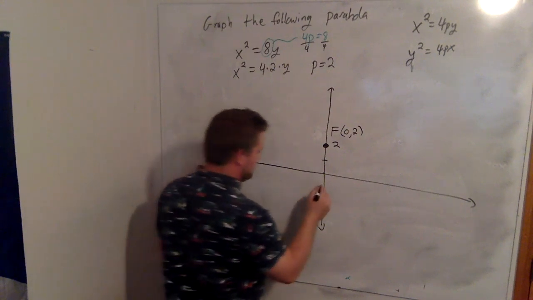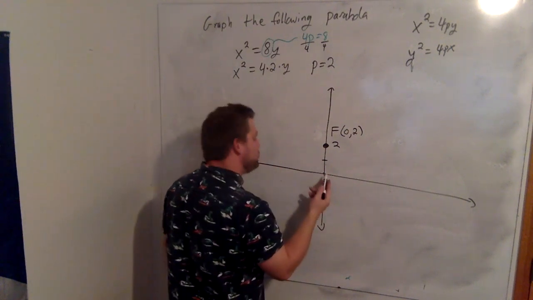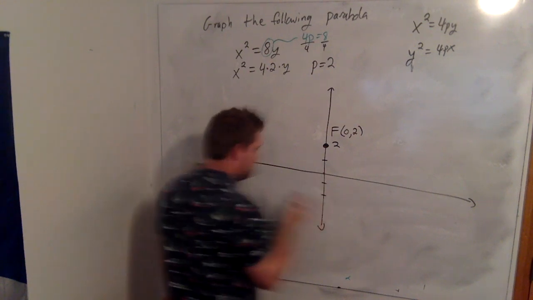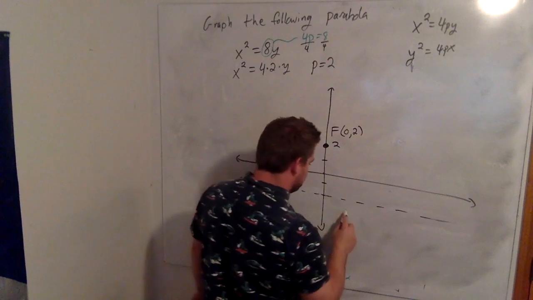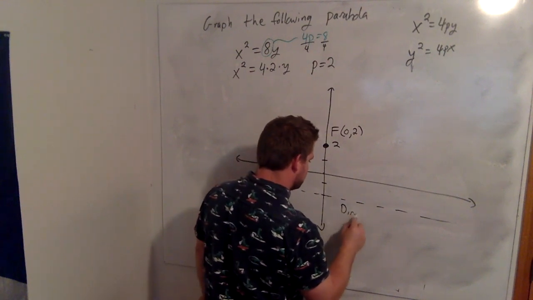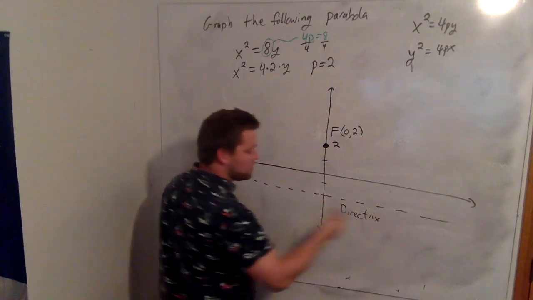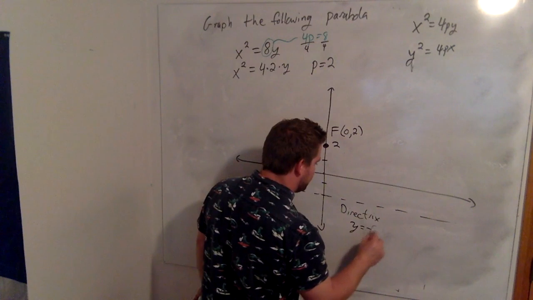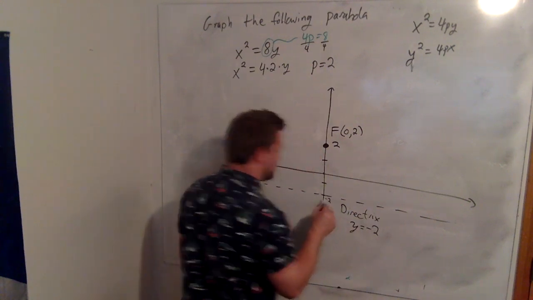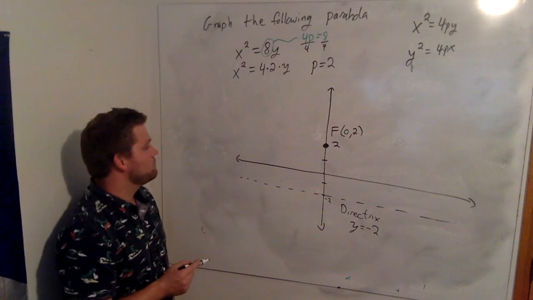Let's draw the directrix. So we'll go 2 down from the origin, or maybe I should say 2 down from where the vertex is going to be. So here's the directrix. Okay. In this case, what will be the equation of this line? It'll be y equals -2, since this coordinate here is -2. The horizontal line y equals -2.